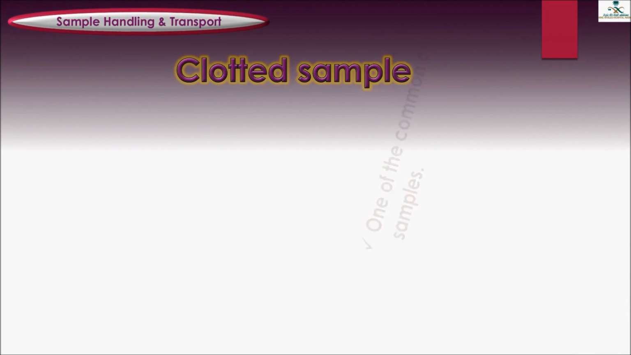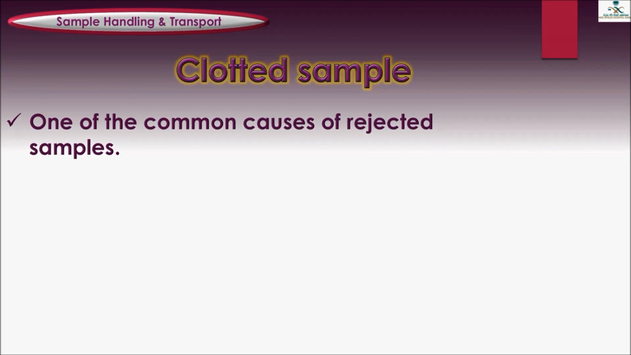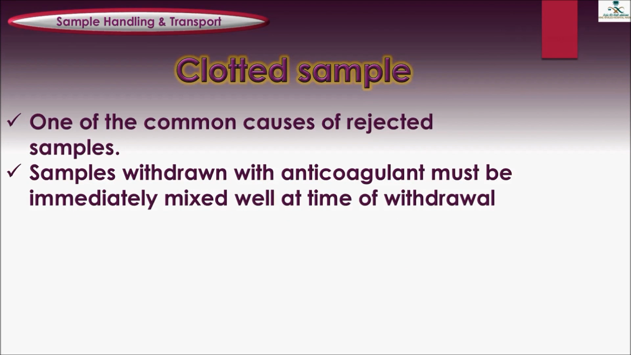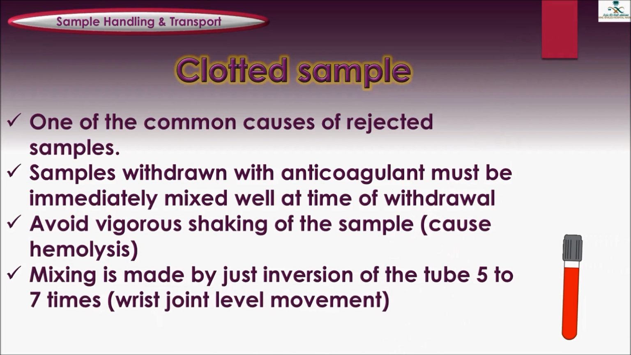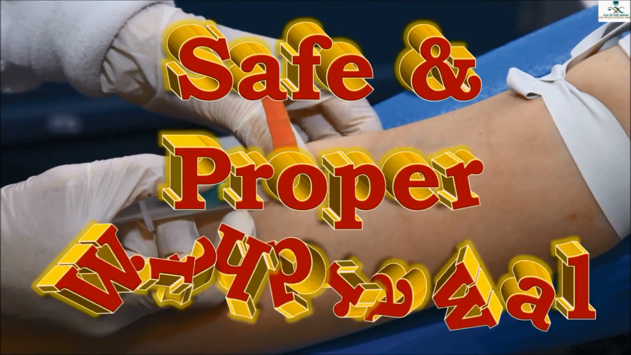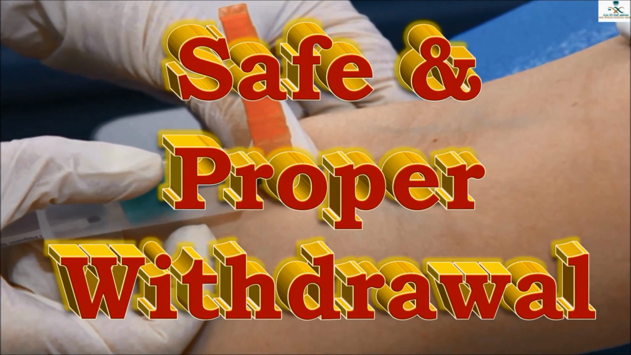Clotted sample is one of the common causes of rejected samples in KKH lab. Samples withdrawn with anticoagulant must be immediately mixed well at time of withdrawal. Avoid vigorous shaking of the sample. Mixing is made by just inversion of the tube 5 to 7 times without vigorous inversion, just wrist joint level movement. The next section is safe and proper blood sample withdrawal.